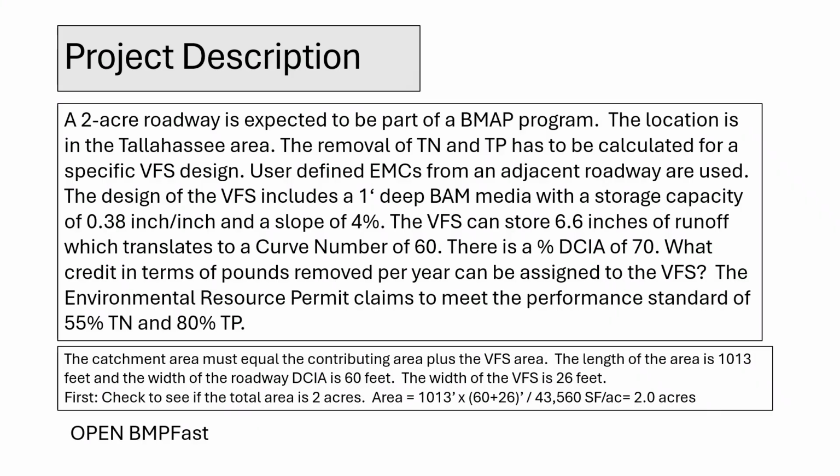The design of this VFS includes a 1-foot deep biologically active media, or BAM, with a storage capacity of 0.38 inches per inch, and it's designed with a 4% slope. This VFS is capable of storing 6.6 inches of runoff, which translates to a curve number of 60.